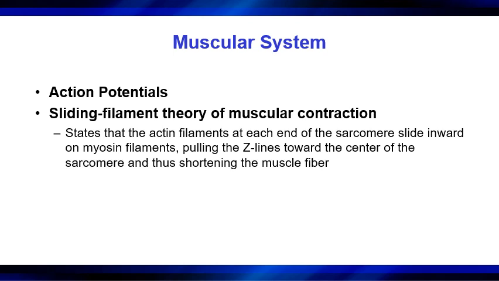This theory states that the actin filaments at the end of the sarcomere slide inward, just like we talked about on the previous slide, pull the Z lines towards the center, and shorten the muscle fiber. So we start with an action potential. The action potential releases calcium from the sarcoplasmic reticulum, and you end up getting this shortening contraction. An action potential is essentially an electrical nerve impulse. That starts this whole process of the sliding filament theory. You're going to have multiple phases of the sliding filament theory, and we're going to be outlining that in the upcoming slides.